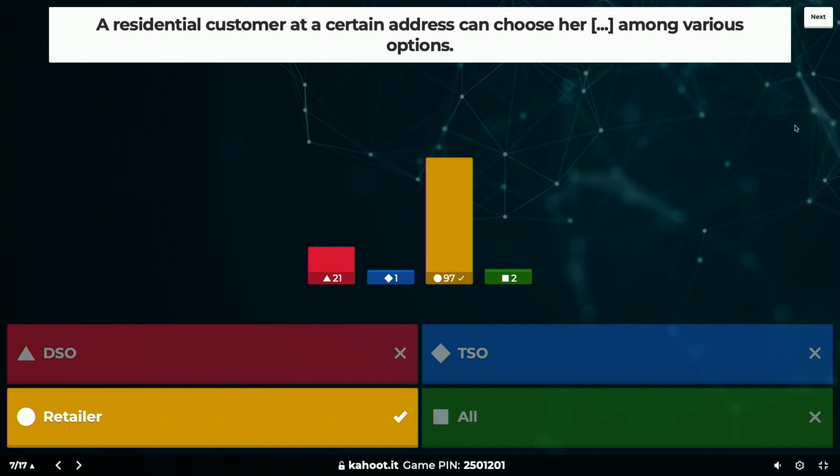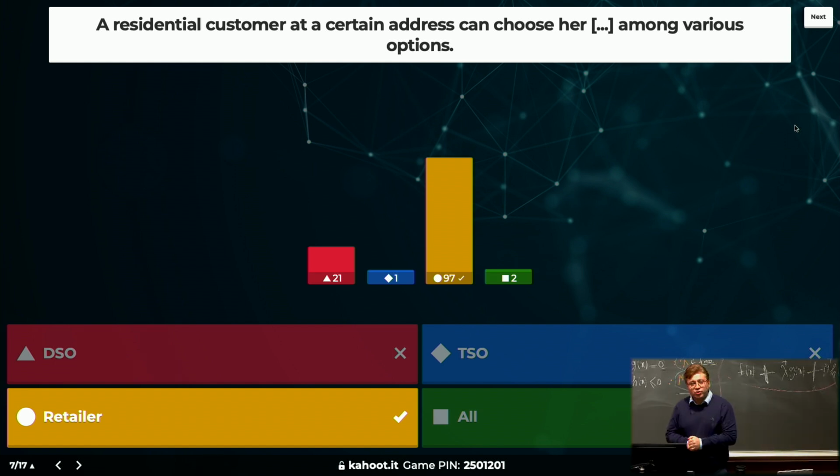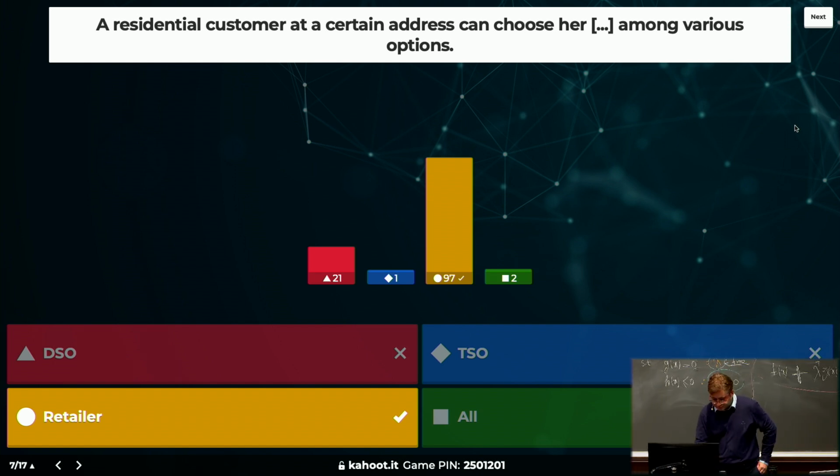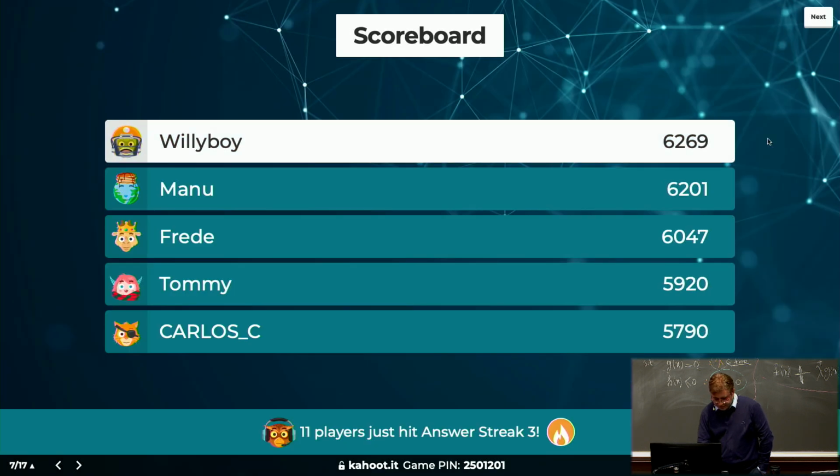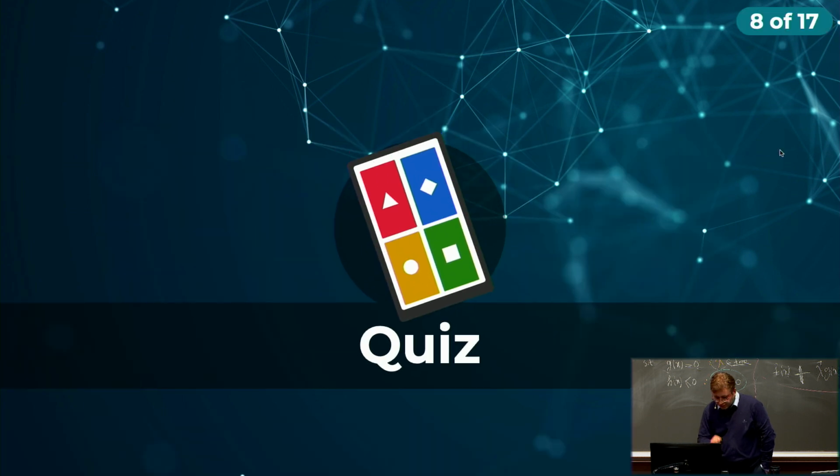Yay. You cannot choose your DSO. For every geographic area, the DSO is fixed. It's Radius or, I don't know, N1. What you can choose is your retailer, from whom you want to buy power. Still Willy boy, standing number 1. Quiz 8.